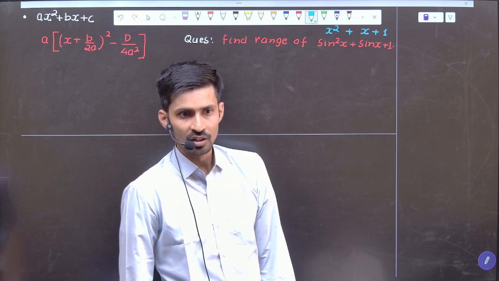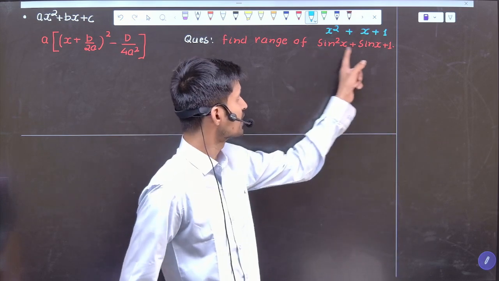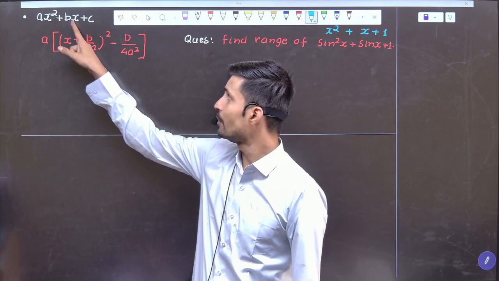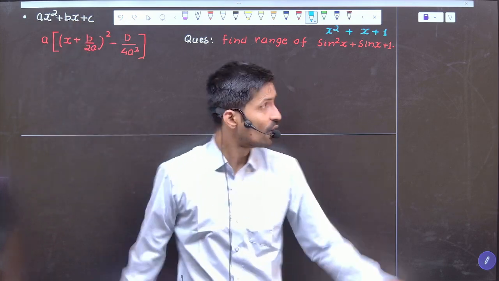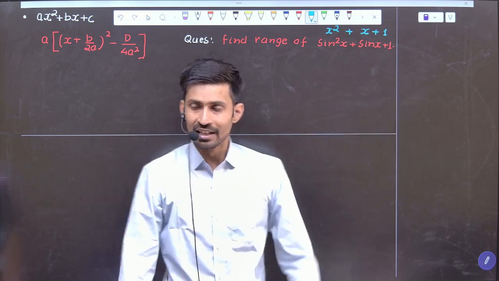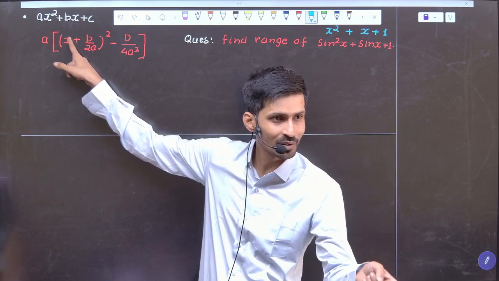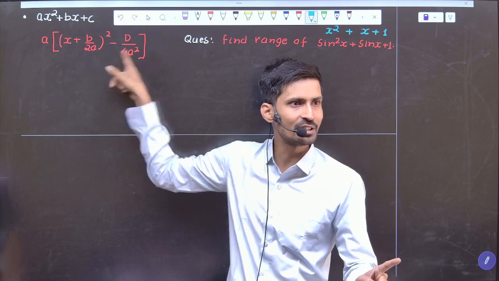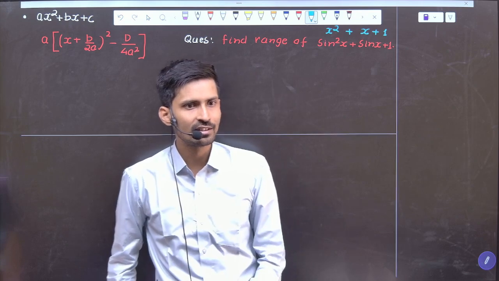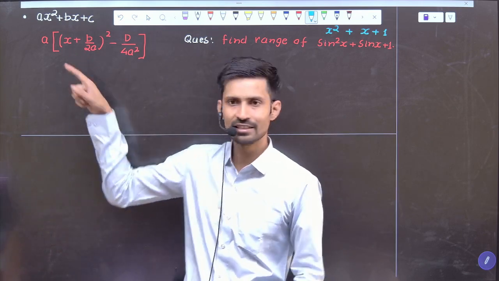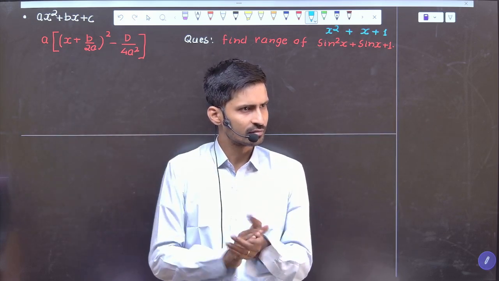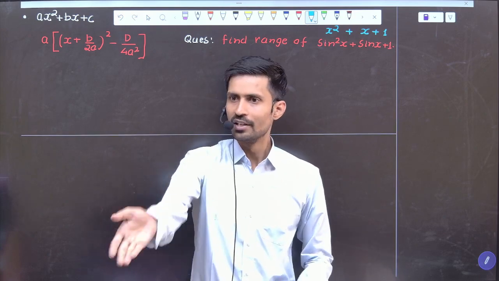Yes? So what will I do? I will change this sin square x plus sin x plus 1 into this form. So tell me, at the place of x, what is written here? Sin x. Very good. It means in this formula, at the place of x, sin x will go, and the rest of A, B, C, D you know from this, no? So directly put A, B, C, D and find what we get. So how many of you understood? How many of you can change this expression into this formula? Raise your hand. Very good. Change that.